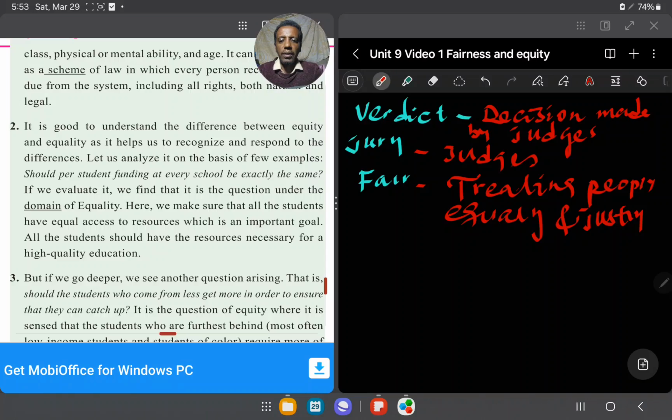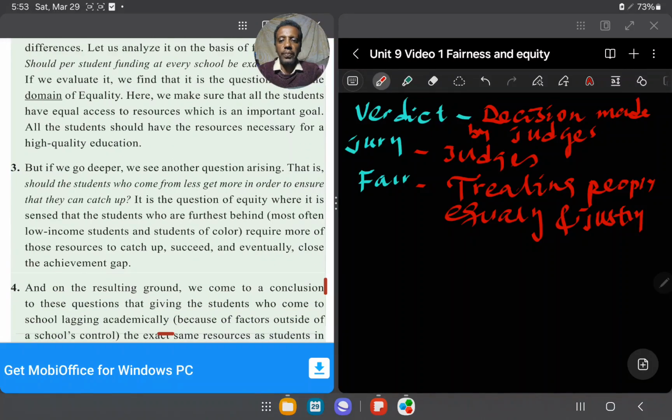So here is the analysis. All the students should have the resources necessary for high quality education. But if you go deeper, we see another question arising. Should the students who come from less get more in order to ensure that they can catch up? It is the question of equity, where it is sensed that students who are furthest behind, most often low-income students and students of color, require more of these resources to catch up, succeed, and eventually close their achievement gap.